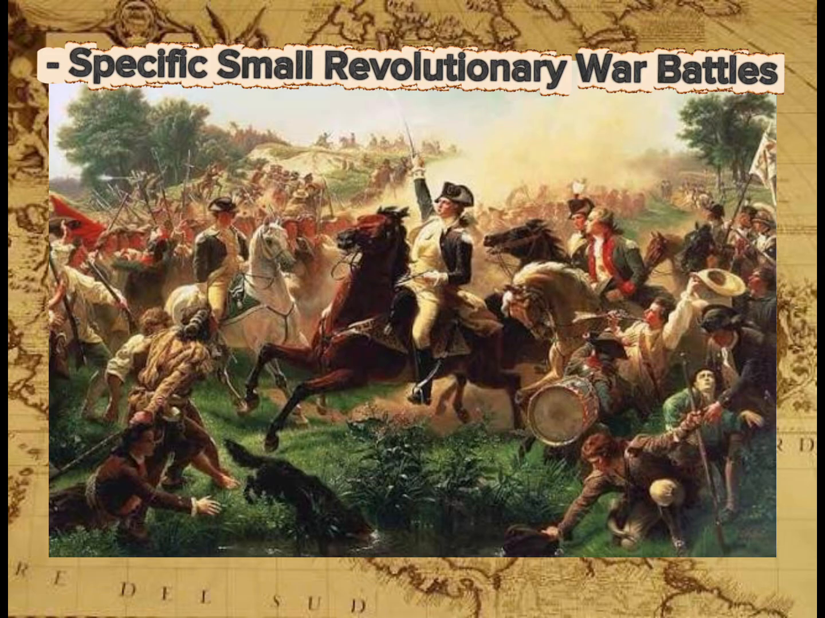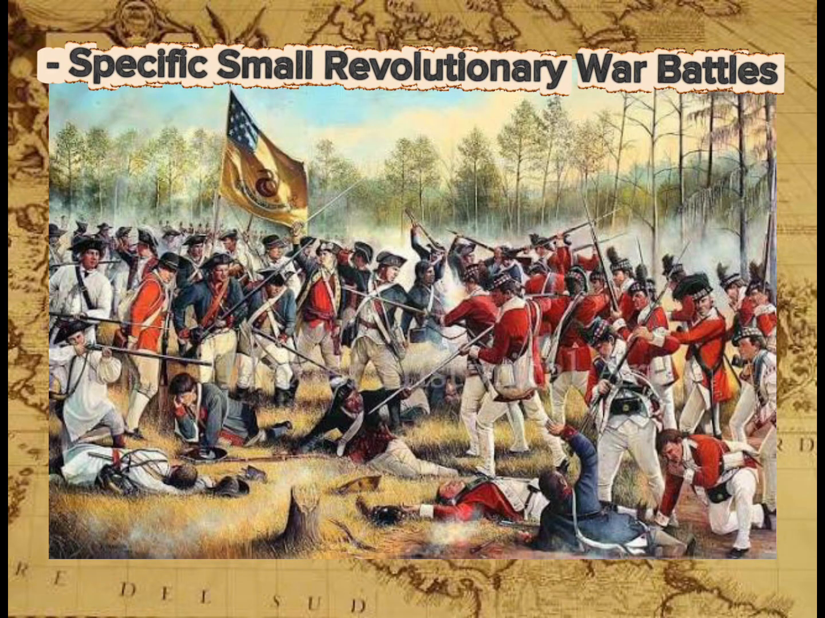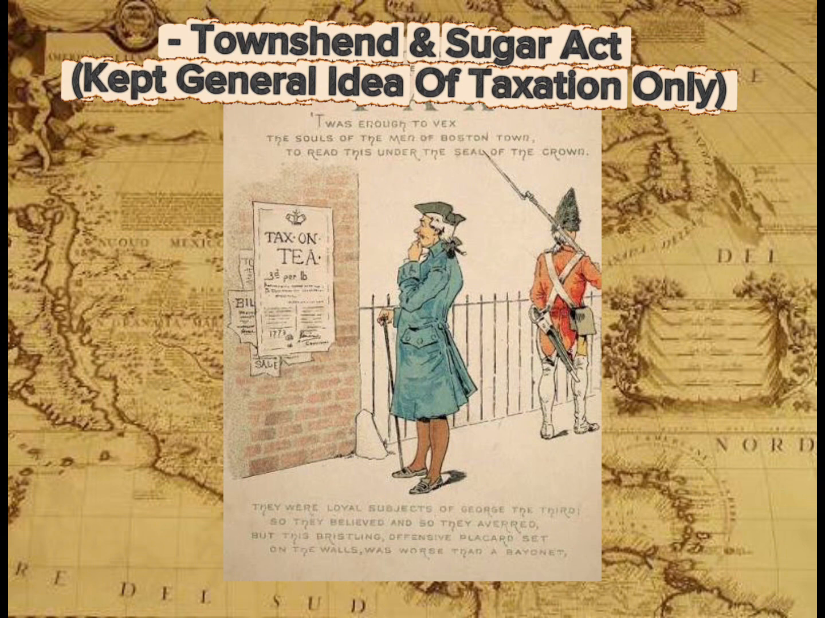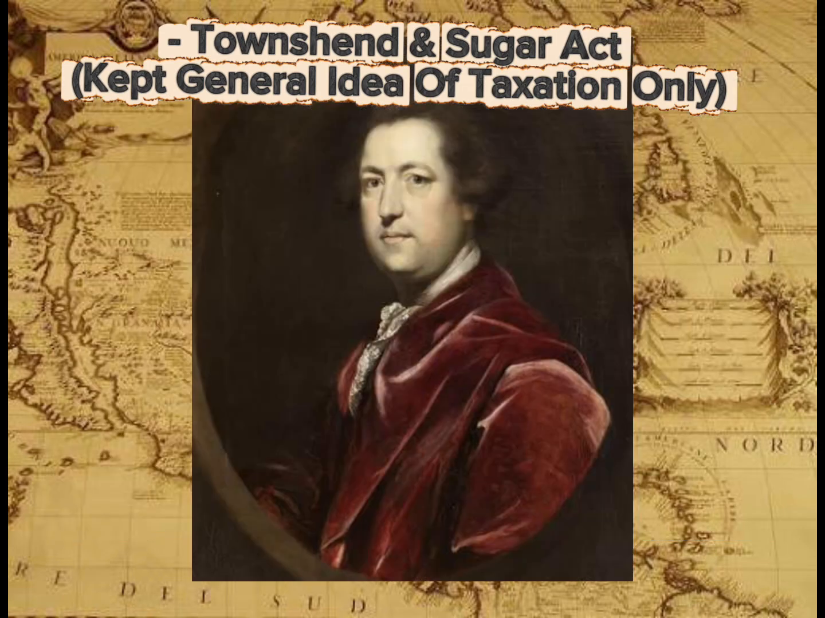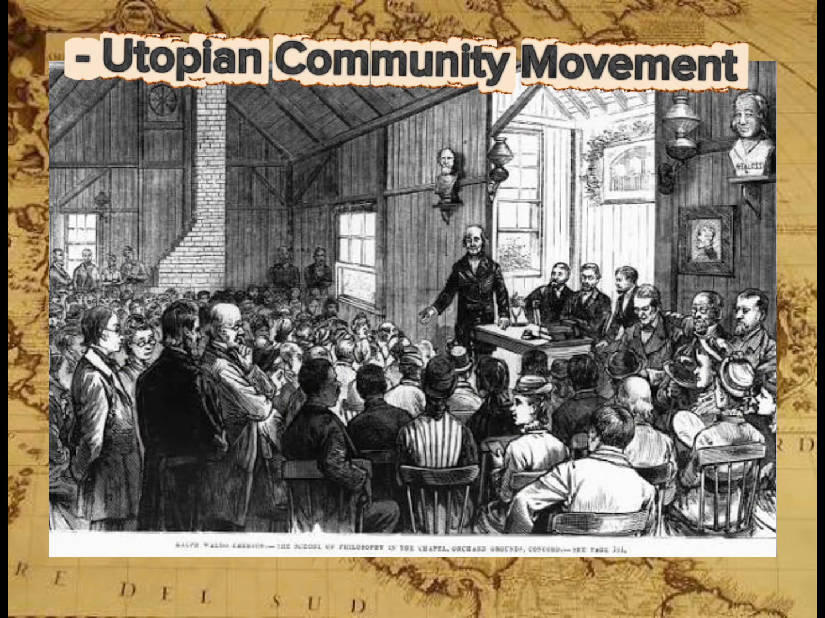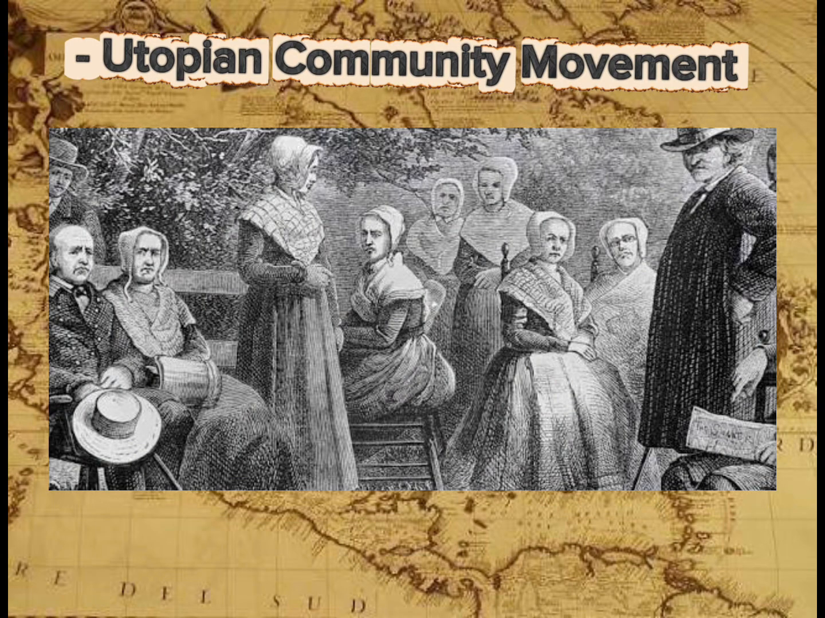Specific small Revolutionary War battles were removed because they don't change the overall understanding of why the revolution happened or how it ended. The Townshend and Sugar Acts were removed because the general idea of British taxation is enough to explain colonial anger. Utopian community movements were removed because they have had limited long-term impacts on major national developments.